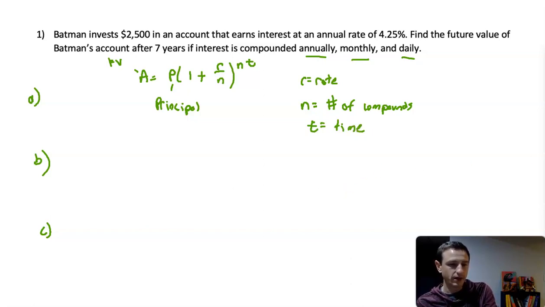So for letter A, we have $2,500 into an account that's 4.25, so the rate here, and this is a huge mistake that I always see, believe it or not. Rate is 4.25%. That as a decimal is 0.0425. I cannot emphasize the number of times that I've just seen 0.425, just not moving that decimal out accurately. Really easy mistake to make.